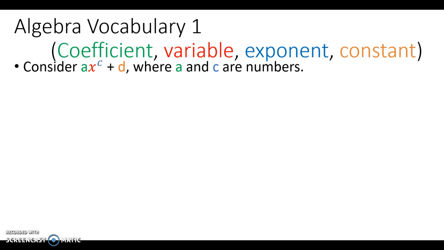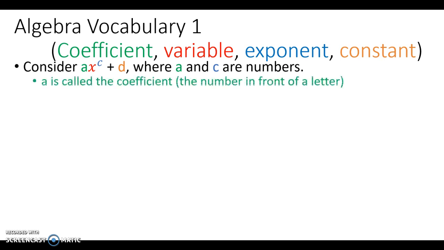First of all, consider if I had an expression ax^c + d, where a and c were actually numbers. Then a is called the coefficient. The coefficient is the number in front of a letter, which, as you will see, we call the variable. x is called the variable. That's what we call the letter.